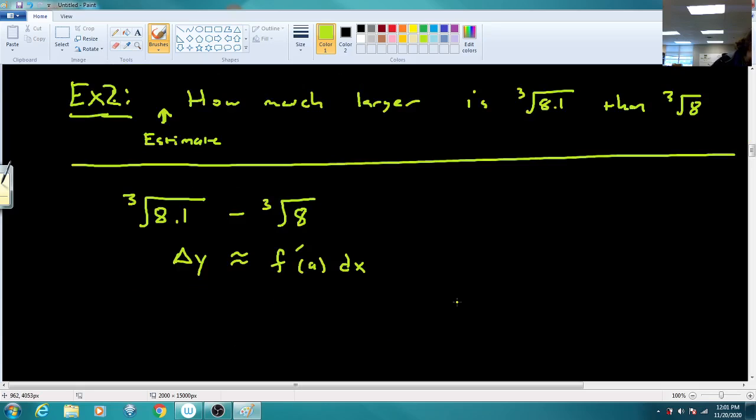So what we're going to do is look at this, and note that this right here is delta y. That is the actual delta y value. We're going to approximate it by this format here. But in order to calculate this, we need to know what is our function, what is a, and what is dx. Well, since we have cube root of 8.1 and cube root of 8, our function is going to be cube root. We have 8 out to 8.1, so a is going to be 8. And then from 8 to 8.1, that's 0.1, so dx is 0.1.